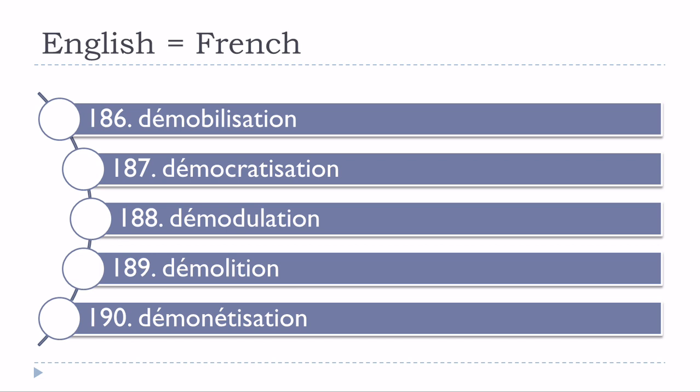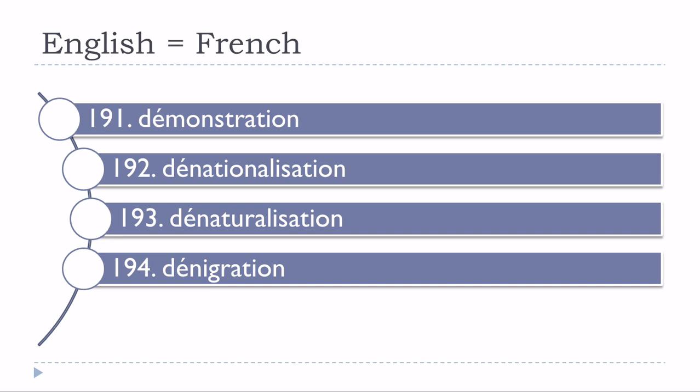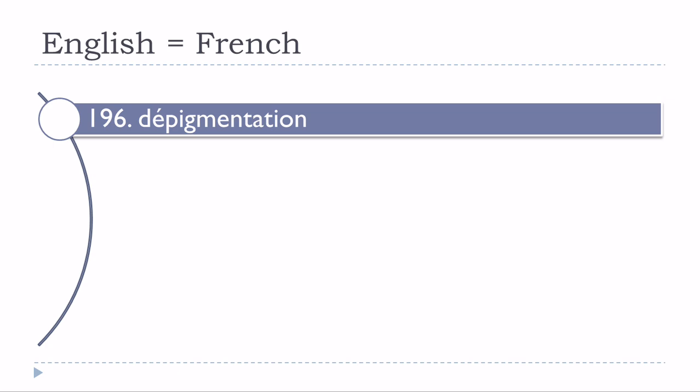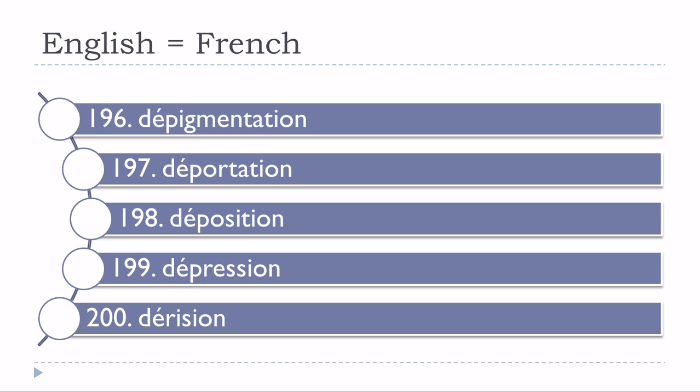Démonétisation, démonstration, dénationalisation, dénaturalisation, dénigration, dénomination, dépigmentation, déportation, déposition, dépression, dérision. And that's it for this list of 50 words.